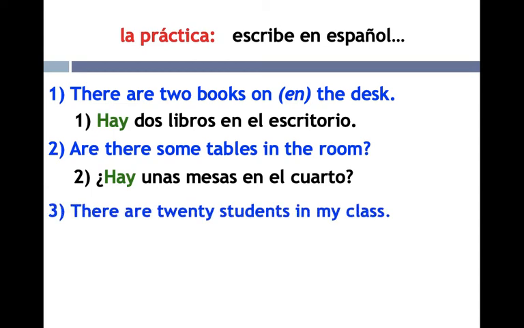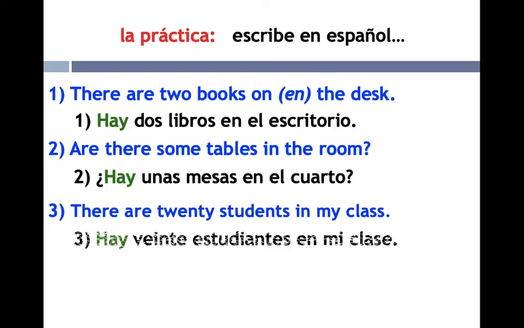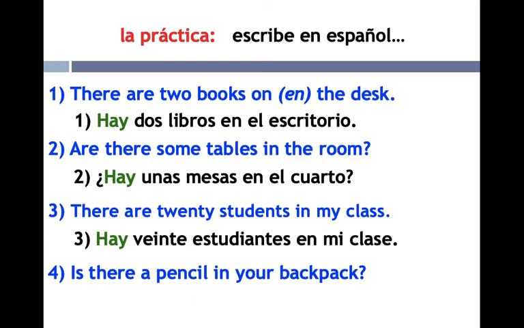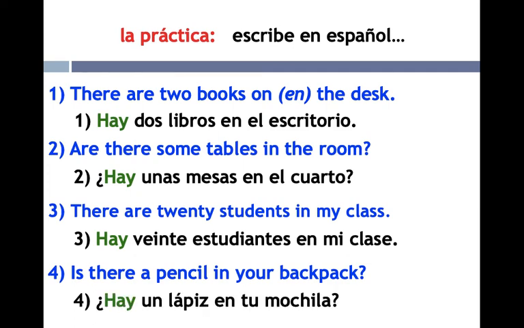Tres, there are 20 students in my class. Hay 20 estudiantes en mi clase. And finalmente, cuatro, is there a pencil in your backpack? ¿Hay un lápiz en tu mochila?